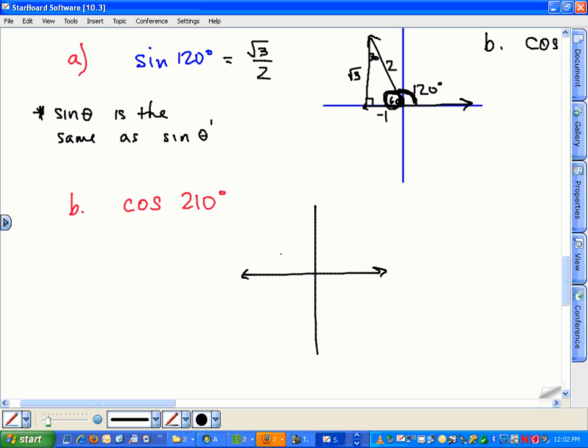Where is 210 degrees? What quadrant? Third quadrant. 210 degrees is about right here. What's the reference angle for 210? 30, yep. Because this is 180 right here, this is 210. The difference of those angles is 30 degrees. Now if we draw that side of the triangle straight back to the x-axis, we formed another 30, 60, 90 triangle.